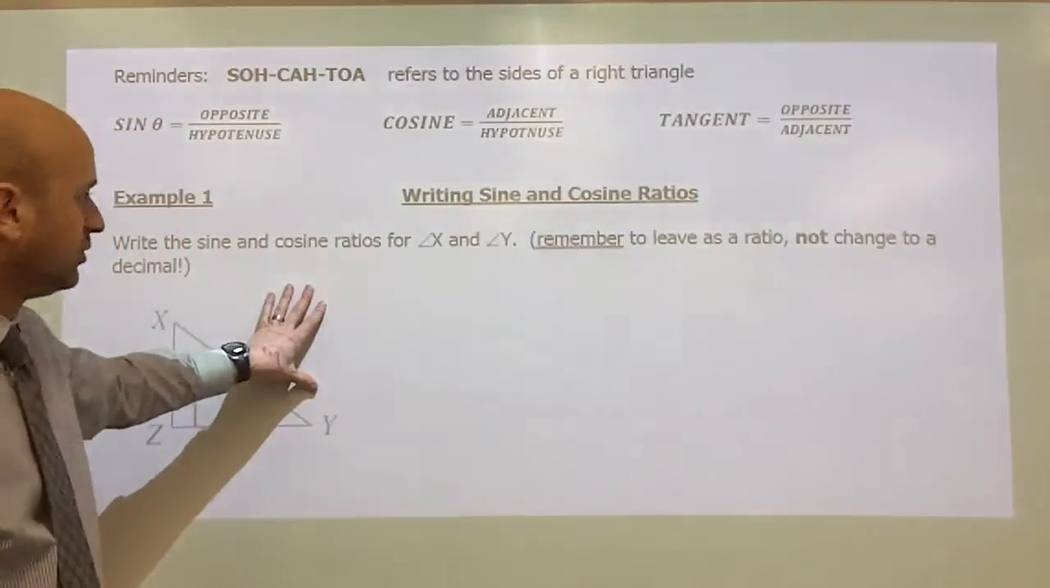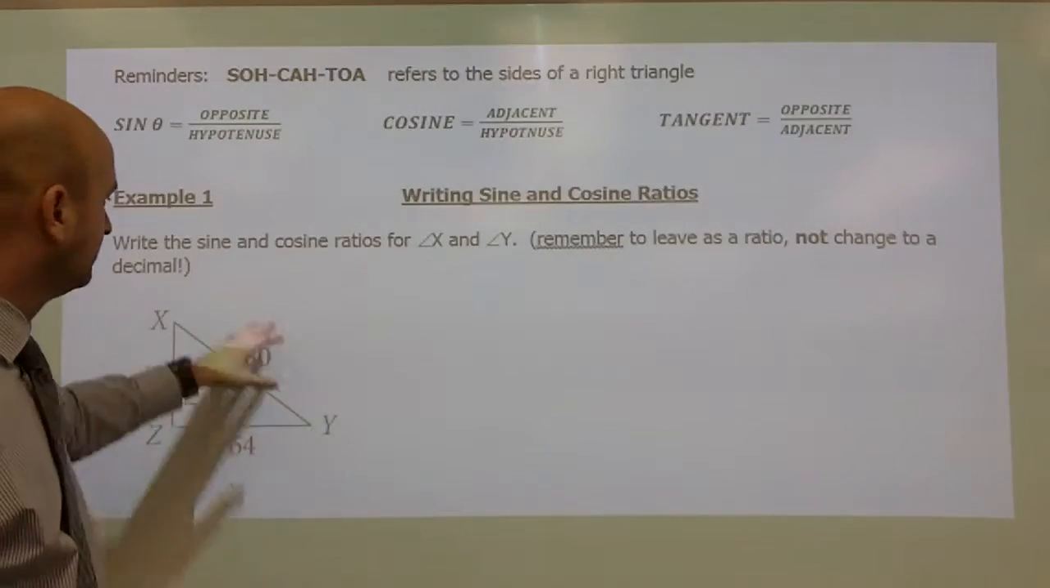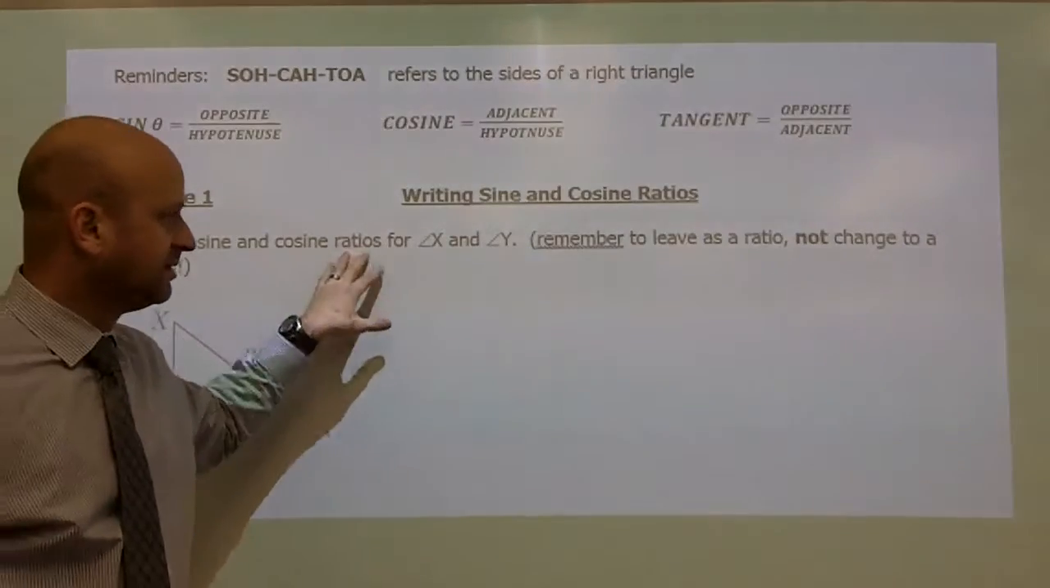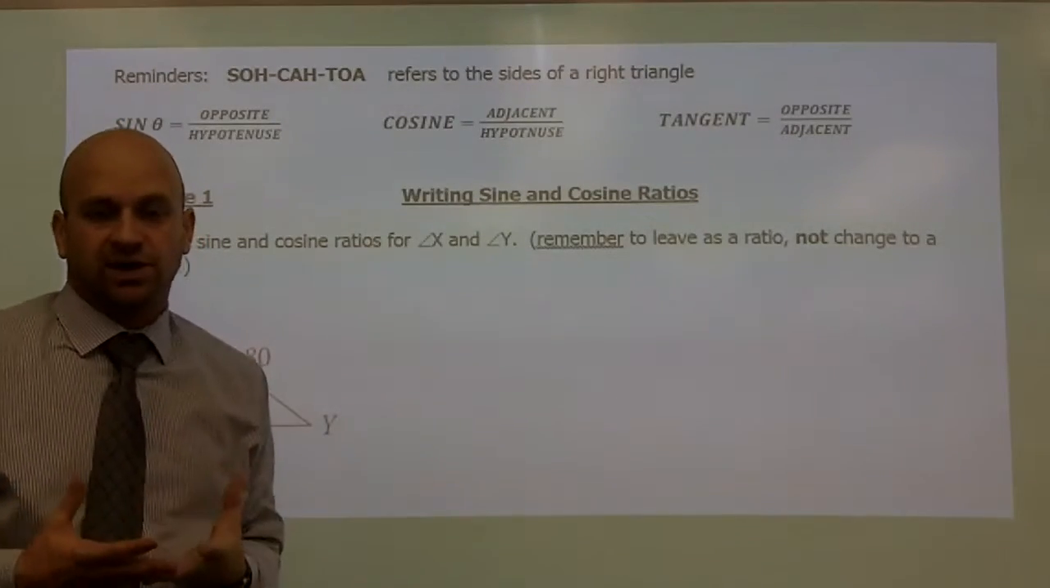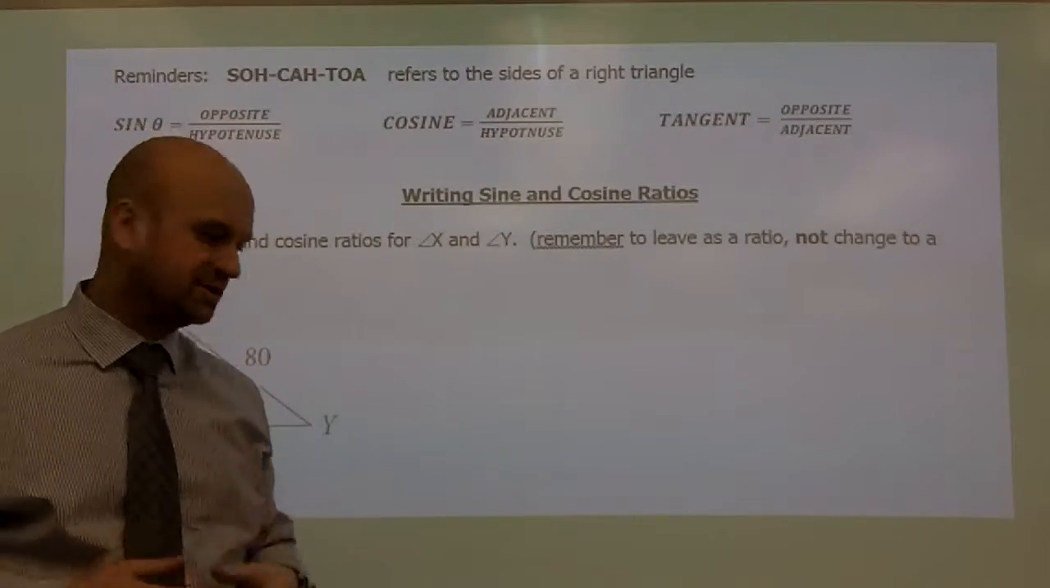So if we look at example 1 here, we're going to do sine and cosine of angle x and angle y. All we want is a ratio. And again, keep in mind with ratios, what we want is an answer written as a fraction. That's it. There are no calculations to be done.